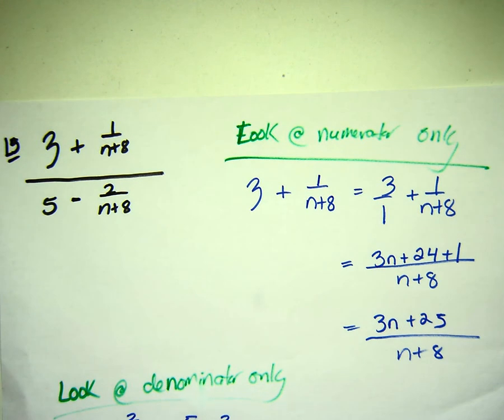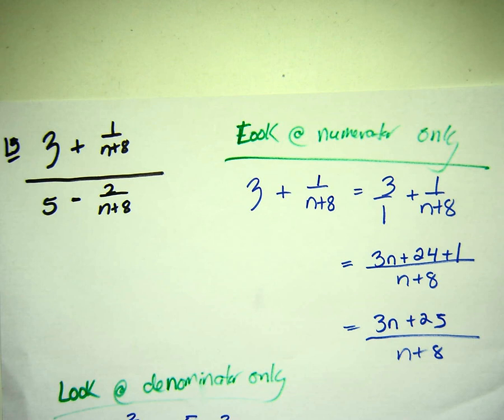So once again, we have fractions within fractions. But now, not only do we have to do that, we also have to find least common denominators because you're adding and you're subtracting. So you got a lot going on right now. So the first thing we're going to do is look at your numerator only. So on my top part, I see 3 plus 1 over n plus 8. I made that whole number a fraction too to make it a little bit easier.